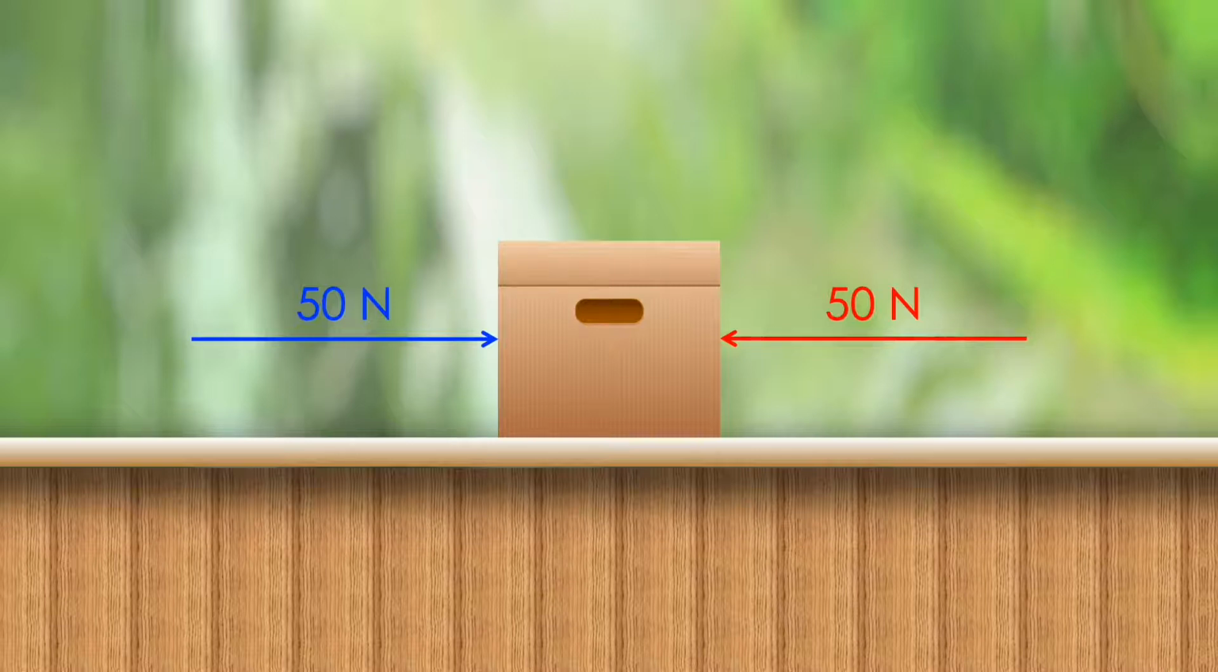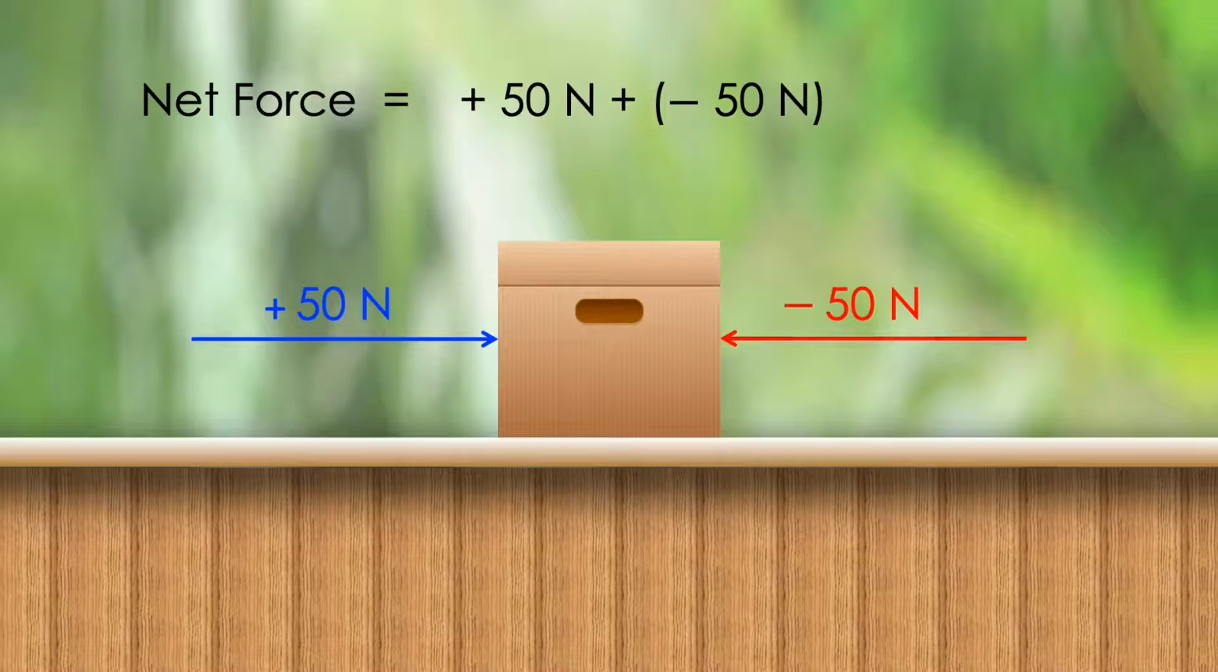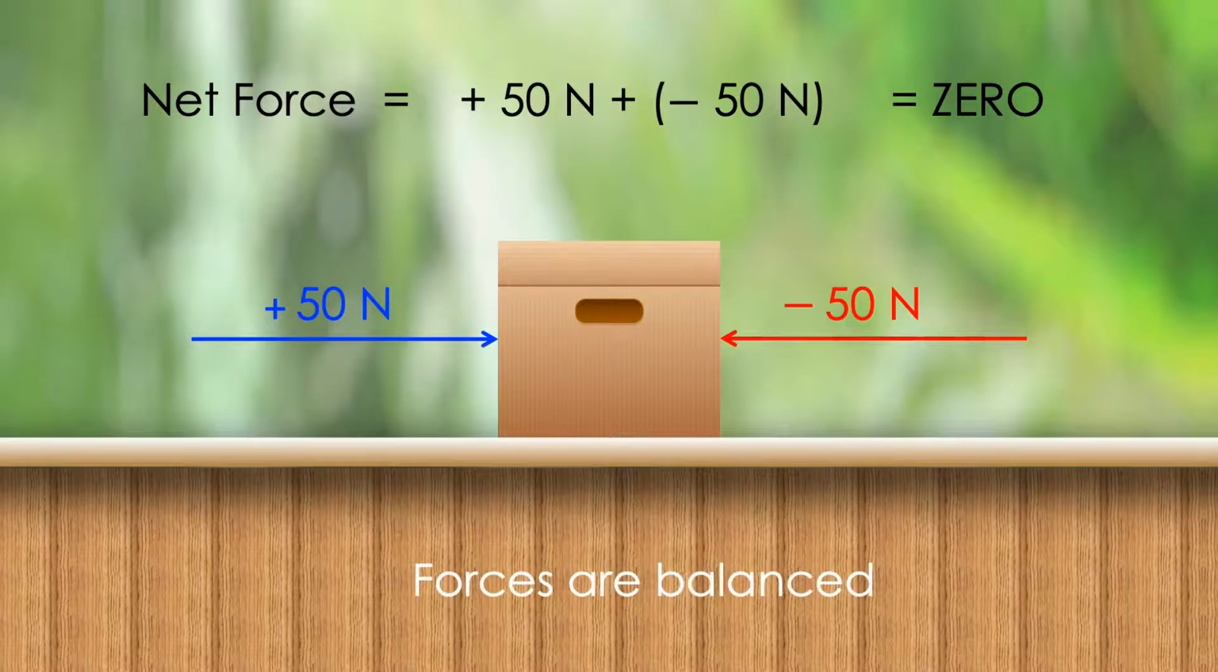Since force A acts towards the right, it would be positive, and since force B acts towards the left, it would be negative. So the net force acting upon the box would be positive 50 Newton plus negative 50 Newton, and that is equal to 0. In other words, the forces acting upon the box are balanced, and therefore the box would continue its state of rest.